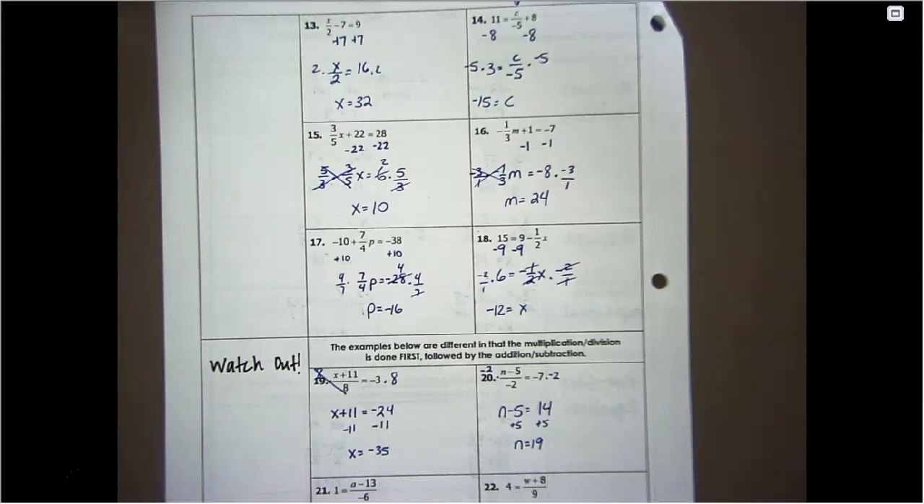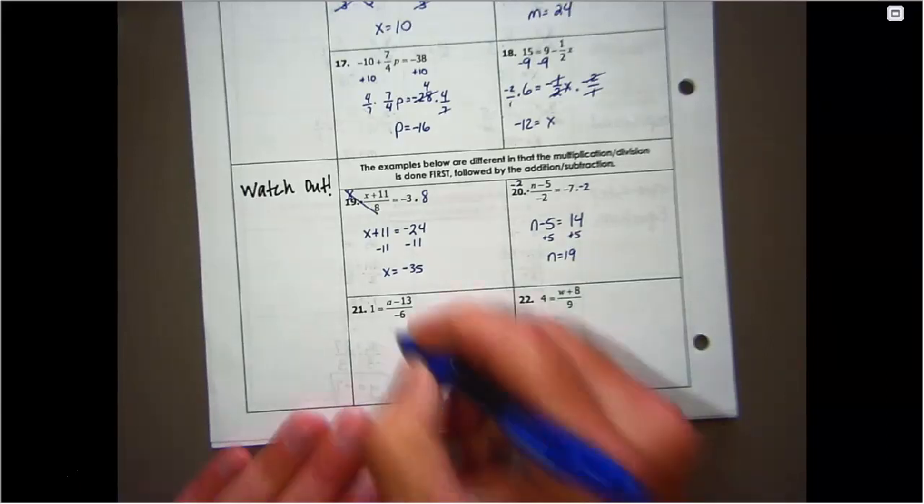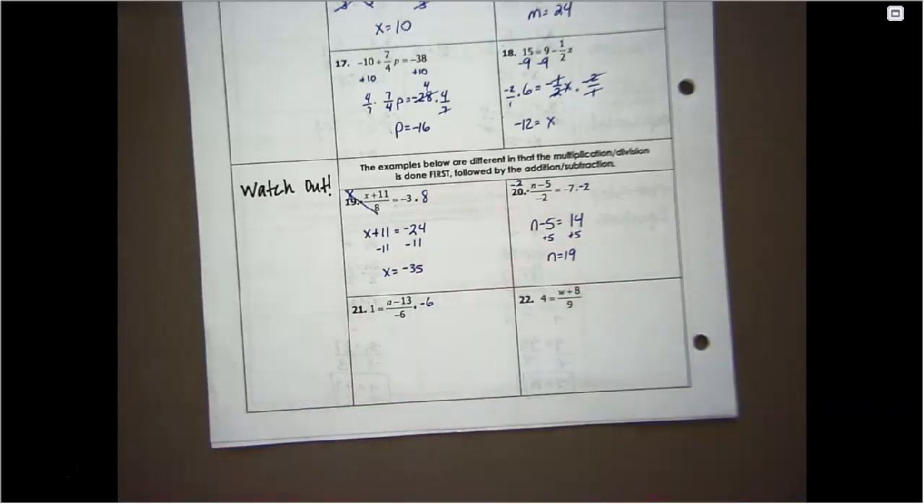Again, this is a lot of repetition because this is a lot of practice. Same thing, except this time the entire right side. I guess I could scroll that up so you could see it. How about that? My entire right side is being divided by negative 6, so we're going to get rid of that. Again, it's all a process of isolating the variable. We want to get it by itself.